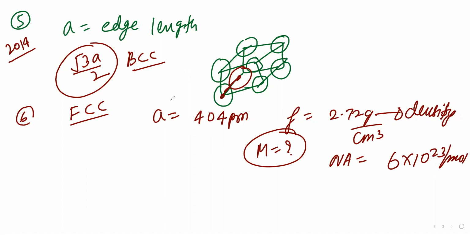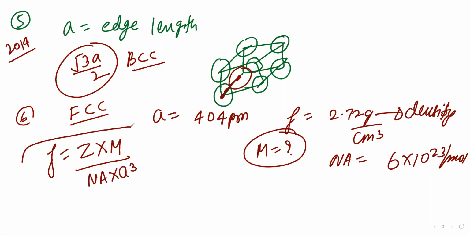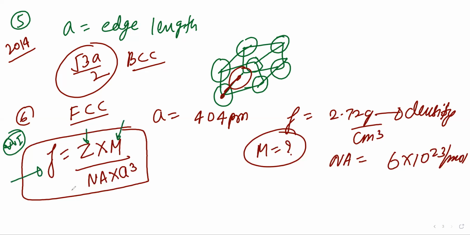Understood? So for this one we use the density formula. Density equal to Z into molar mass divided by Na into A cube. So this is a very important formula, please remember this one. This is your density, this is your Z, this is molar mass, this is the Avogadro number, this is edge length, right? You have to find molar mass, so you can arrange the formula: M equal to rho into Na into A cube divided by Z.